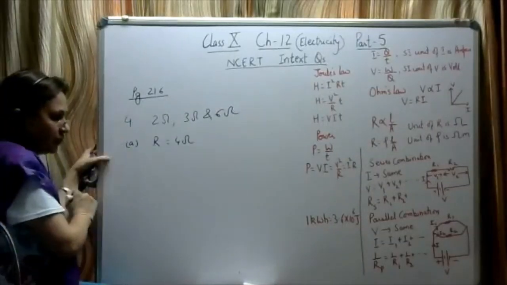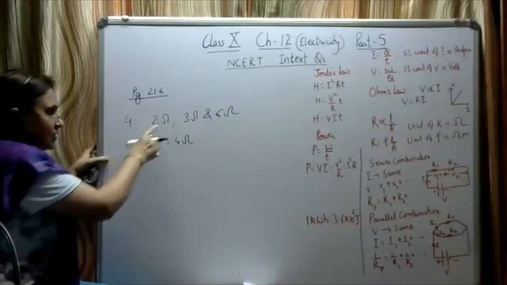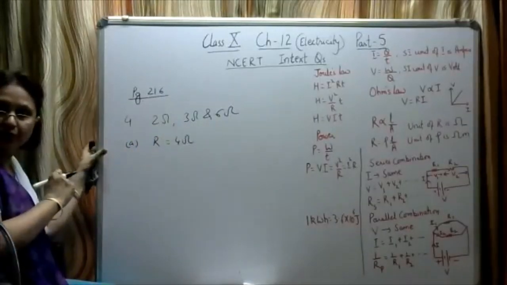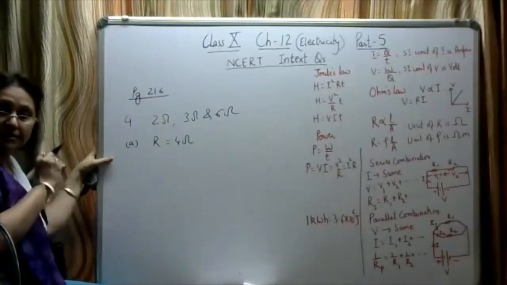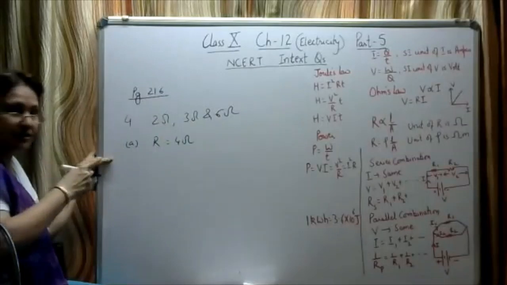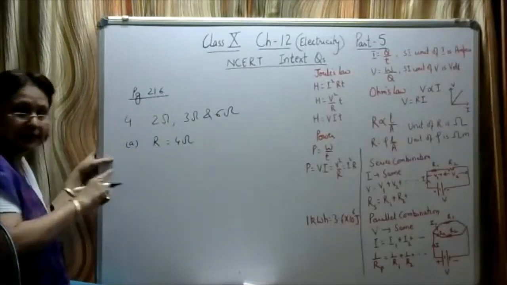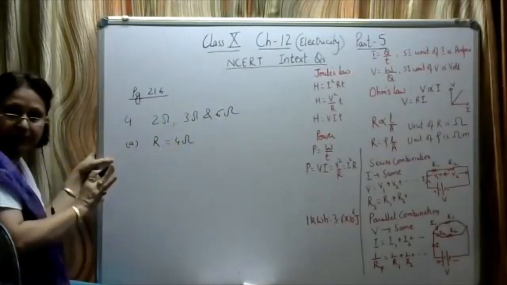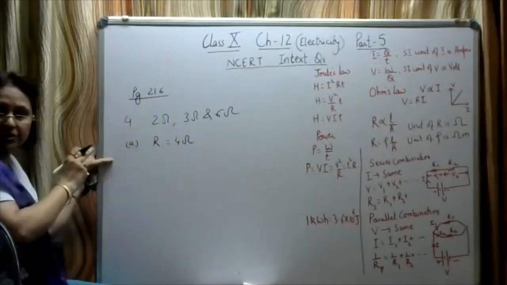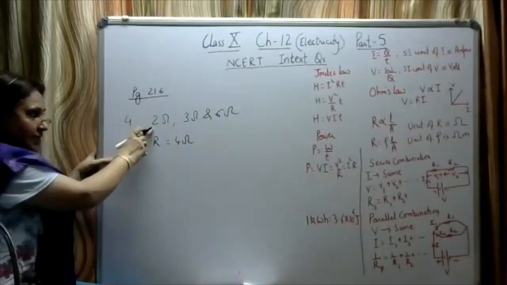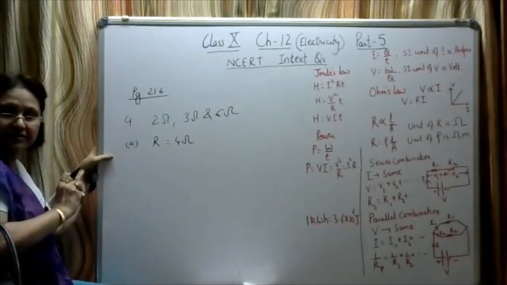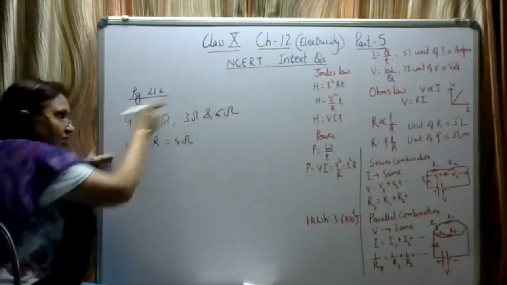Okay, then question number 4 is, how can three resistances 2 ohm, 3 ohm and 6 ohm be connected to get the equivalent resistance to be 4 ohms? Okay, we know that in series combination, the equivalent resistance is greater than the greatest resistance. It will be greater than 6 ohms. In parallel combination, the equivalent resistance will be less than the least resistance, that is, it will be less than 2 ohms. But here, you have to get the equivalent resistance to be 4 ohms using these three resistances.